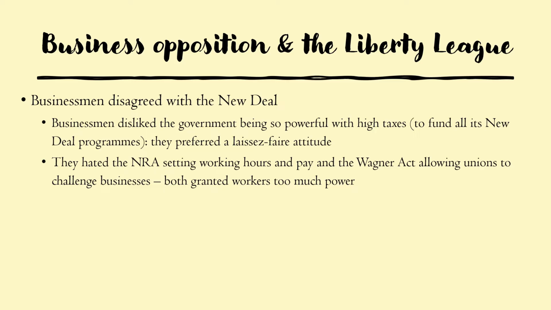and they preferred what we would term a laissez-faire attitude, so just letting the market sort itself out, very, very much like Hoover, so not too much state intervention, well, federal intervention. They didn't like the government funding all these things. They also hated the NRA, who was setting working hours and paying conditions for workers, and the Wagner Act, which allowed unions to challenge businesses. They thought that both of these granted workers too much power, and the federal government weren't working with businessmen and weren't on the businessmen's side, and therefore they were against the New Deal.